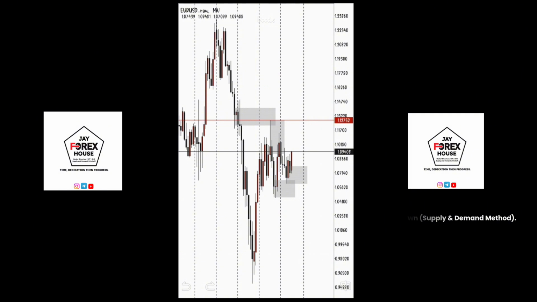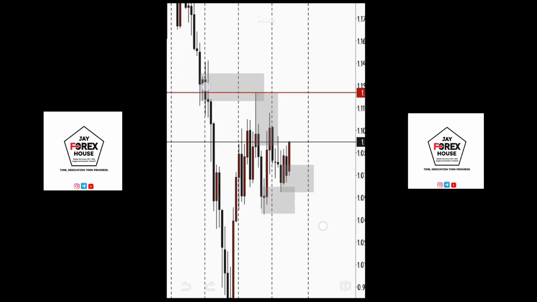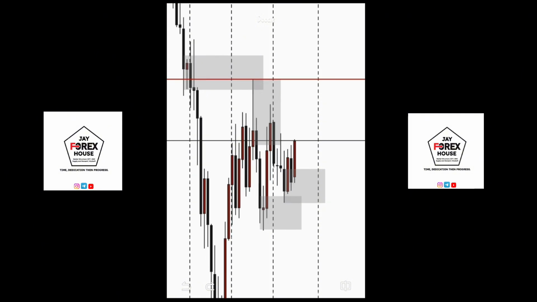Now, from current observation, we can see we had a break of structure here. Price was on an uptrend, then we had a downtrend. So that's a break of structure to the downside. But on current data, we would be paying attention to what's happening over here.